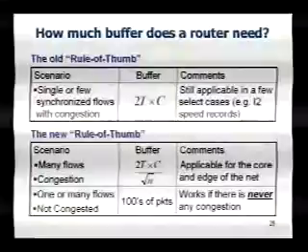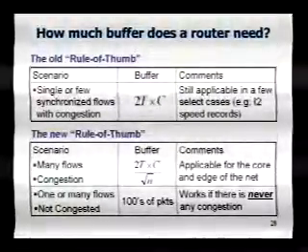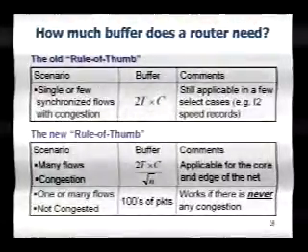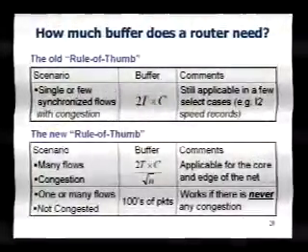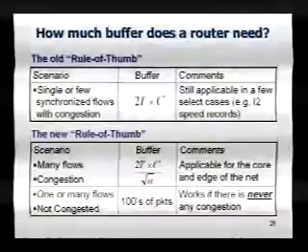However, if you're serving many flows, even if you have congestion, then you only need buffers of 2T times C over square root of N. And we believe this is applicable for the core and the edge of the network today.